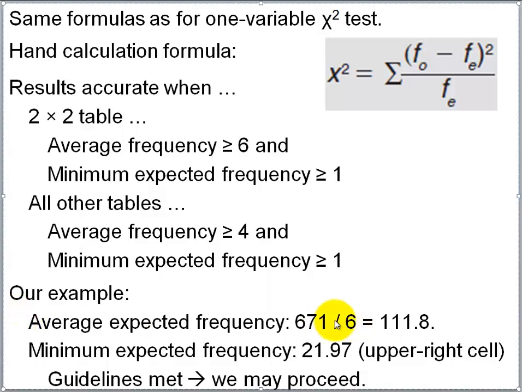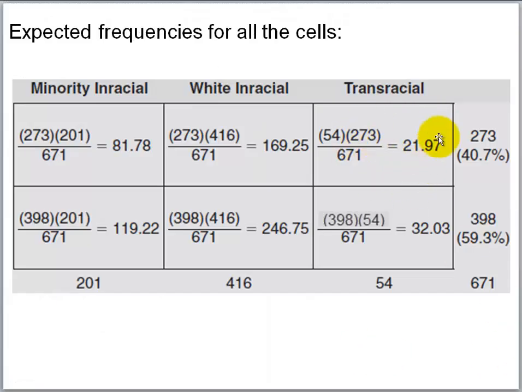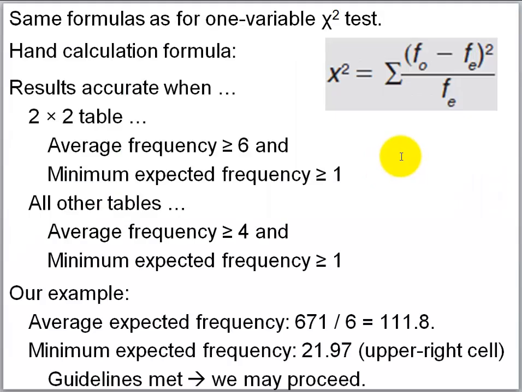Now, in our example, to calculate the average expected frequency, we're going to take the sample size and divide by the number of cells. So our average expected frequency computes to 111.8. Our minimum expected frequency is 21.97, and that is the upper right cell. So here's our upper right cell in our computation of 21.97, and you can see that is the smallest of the expected frequencies.